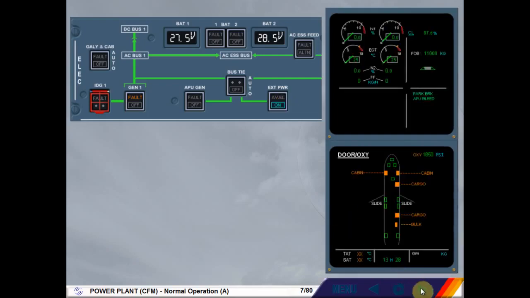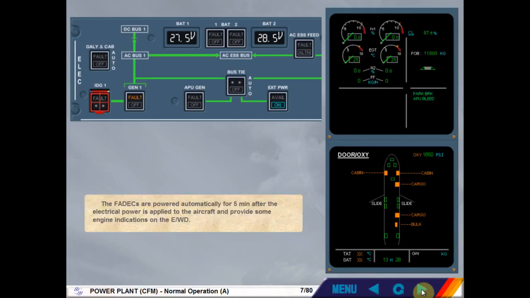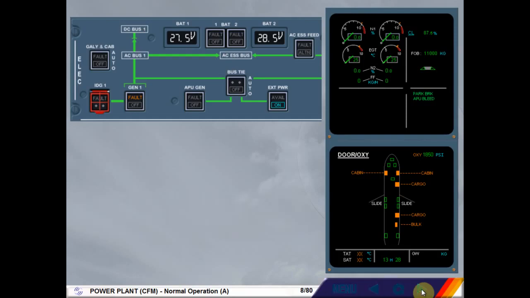The FADECs are powered automatically for 5 minutes after the electrical power is applied to the aircraft and provide some engine indications on the engine warning display. After 5 minutes, the FADECs shut down automatically and all the engine indications change from normal to amber. Let's assume that all checks have been performed by the pilot non-flying. It's now time for the exterior inspection.